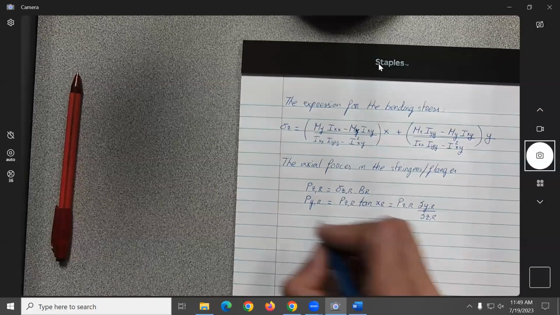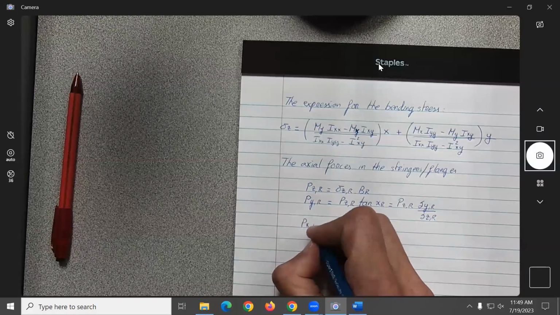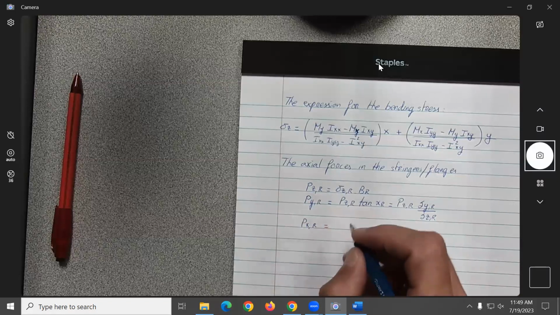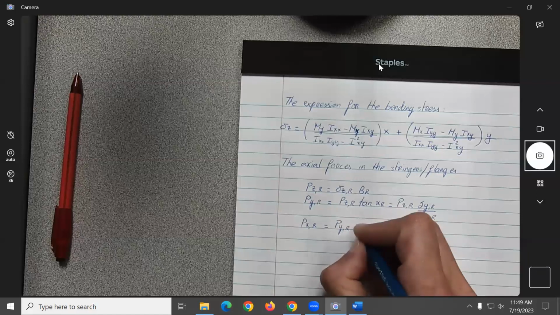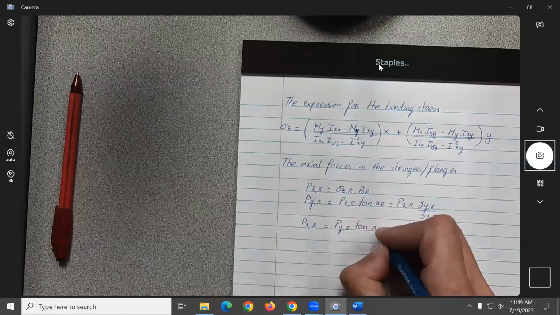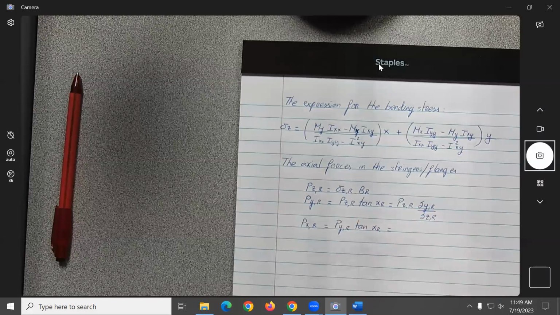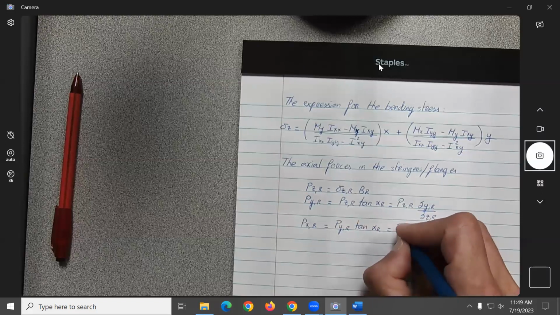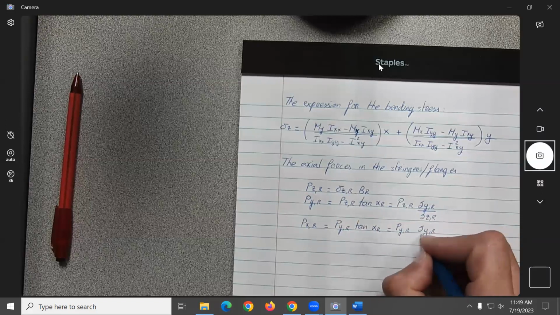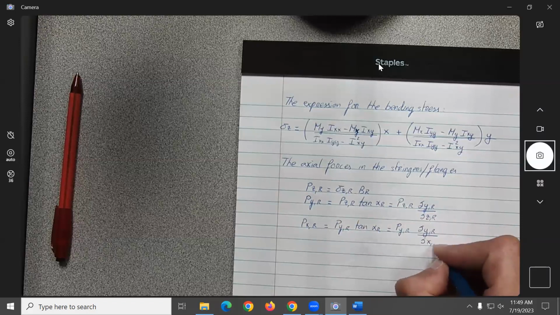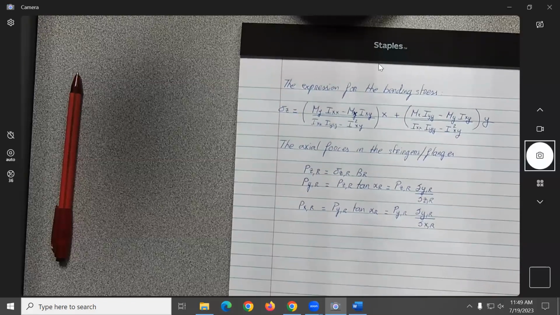And then the PX of R will be something similar: the PZ of R times tangent alpha R, so the same expression, delta x sub r.